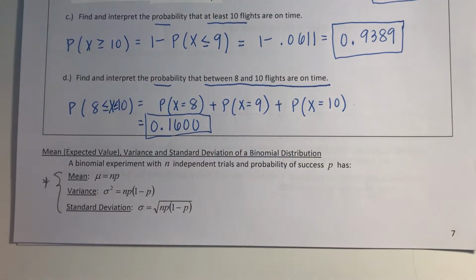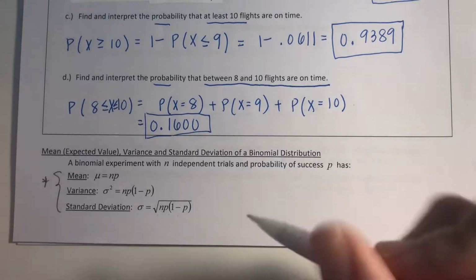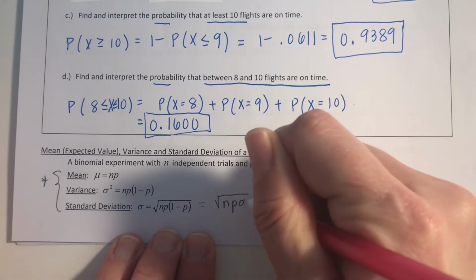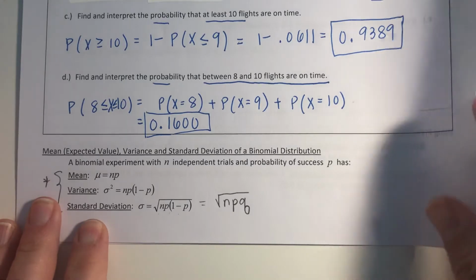Mean is equal to mu, which is equal to n times P. We have the variance here, which again we don't really use very often, and then the standard deviation, which is the square root of n times P times 1 minus P, or you can say this as the square root of n times P times Q, where Q is equal to 1 minus P like we've seen previously. Moving on to the next page.